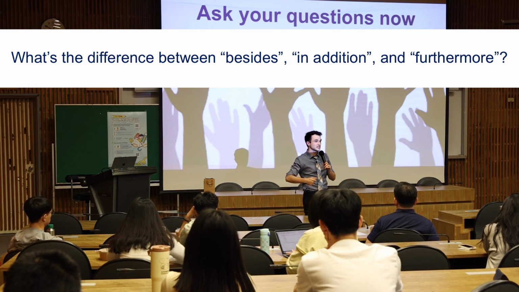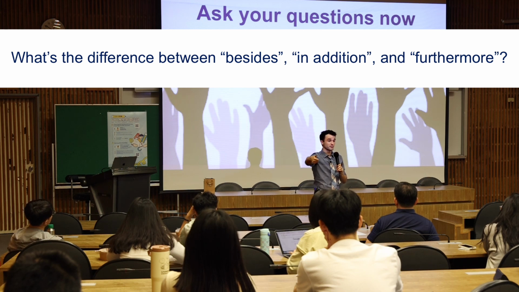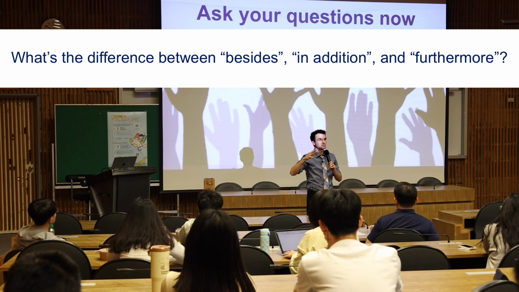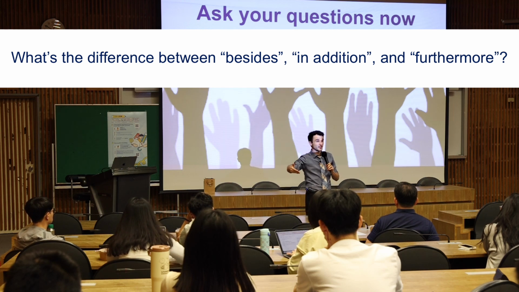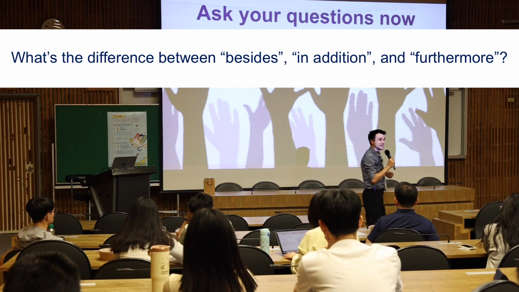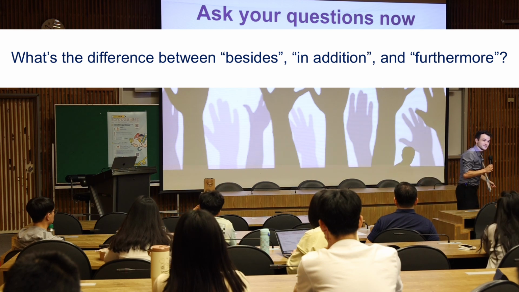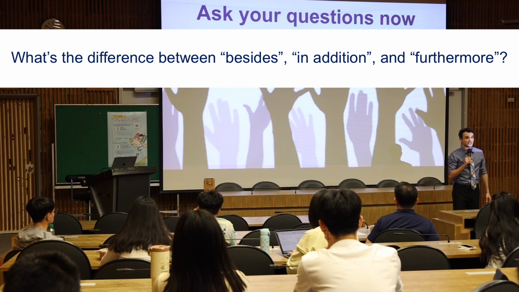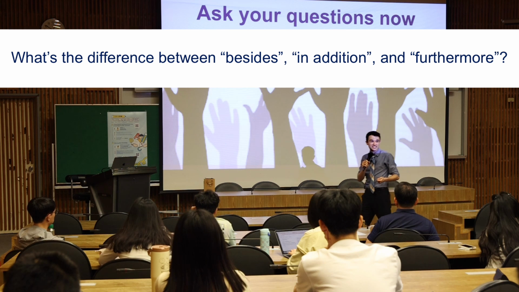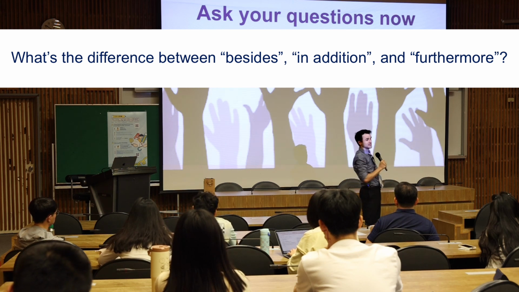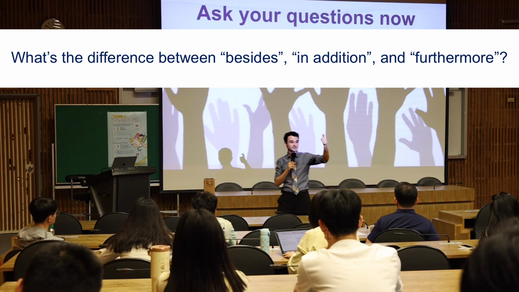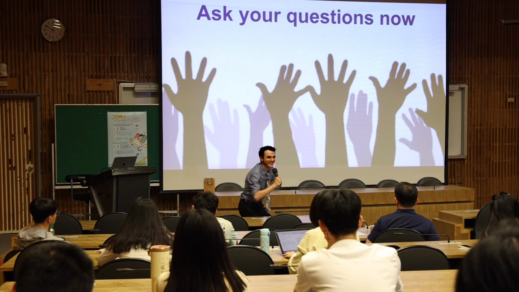So in addition is very straightforward. I have another point. Moreover means I have another, there's some nuance. It means I have another point. And furthermore, I like furthermore because it means I've made a strong argument and I'm going to make it even stronger. That's what furthermore sounds like. So if you use furthermore, it means your last point is a good one. Good? Do you understand?